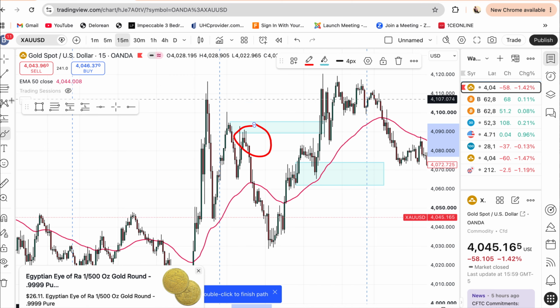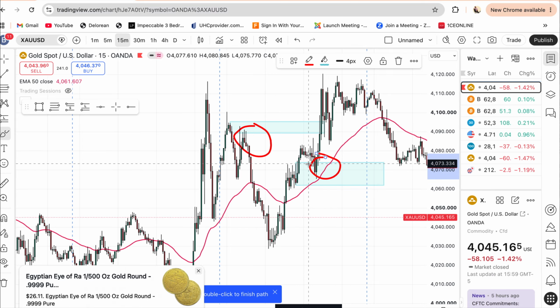Here as well is another example of it pulling back into the demand zone, and then you see the rejection candle, and that's how you would have caught this big move here, or that big move there. So it's a nice intraday strategy.